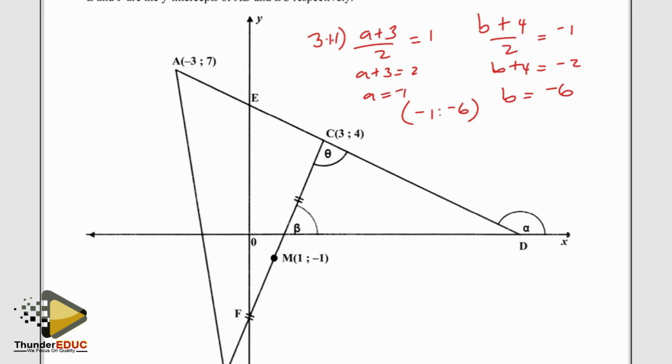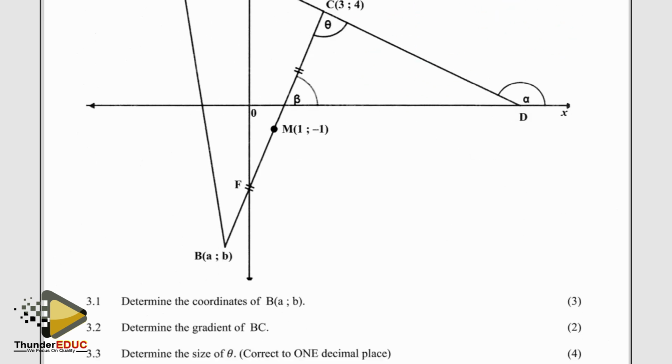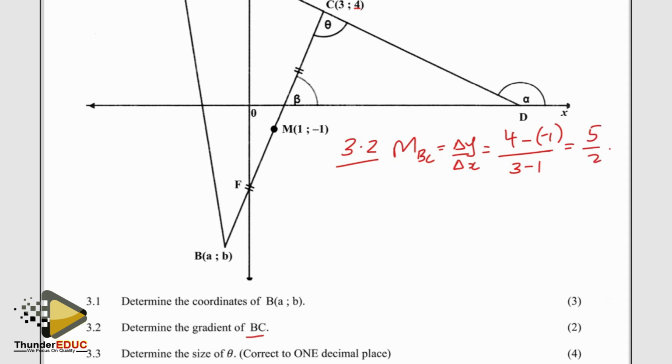All right, then 3.2. So 3.2, they want us to get the gradient of BC. So with the gradient, we know that is the change in y over the change in x. Okay, I can just use C and M. So I can say 4 minus 1 over 3 minus 1, which gives me 5 over 2.